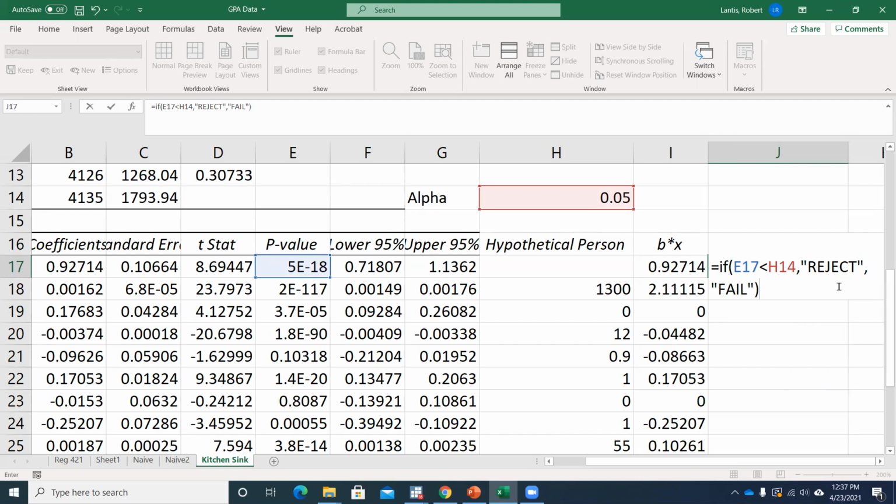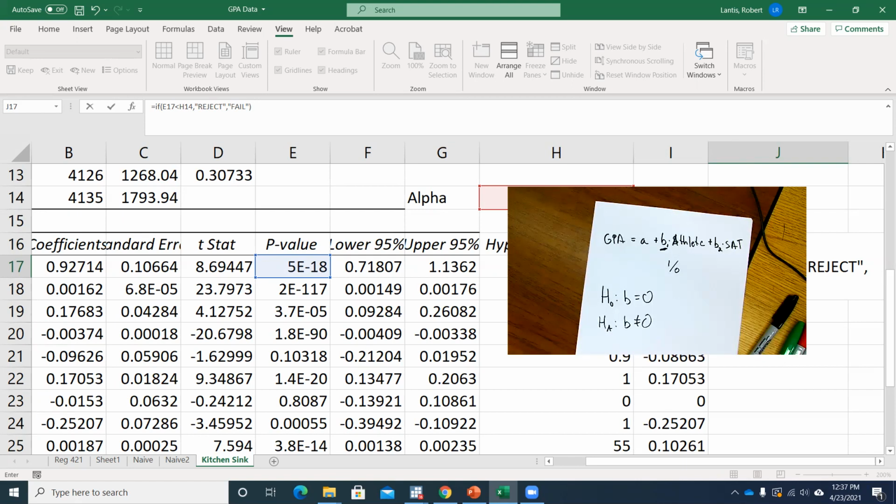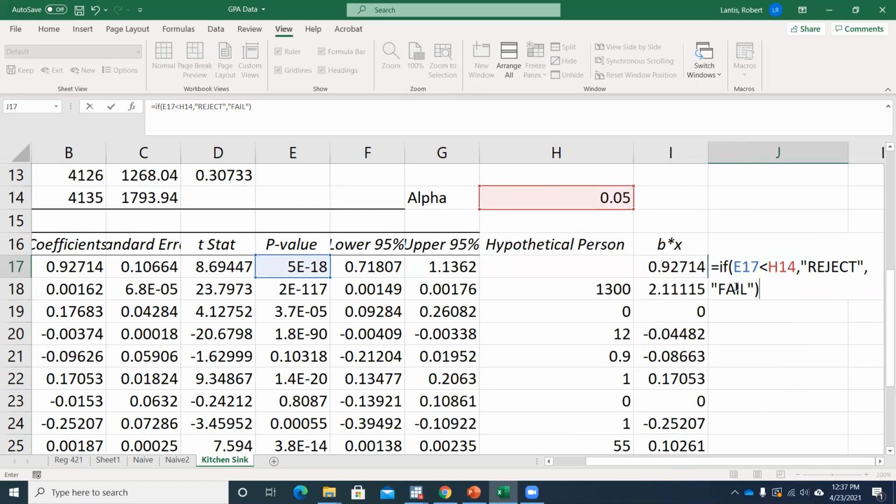So anytime I see the word reject, that's telling me there is a significant relationship because I'm rejecting that the relationship is 0, that it's non-existent. And anytime that this isn't true, I'm failing to reject, or I can't really say that there's a significant relationship. Now, when I copy this down, I want it to update the p-value, but I need this alpha cell reference to stay the same, so make sure I freeze that. Okay.